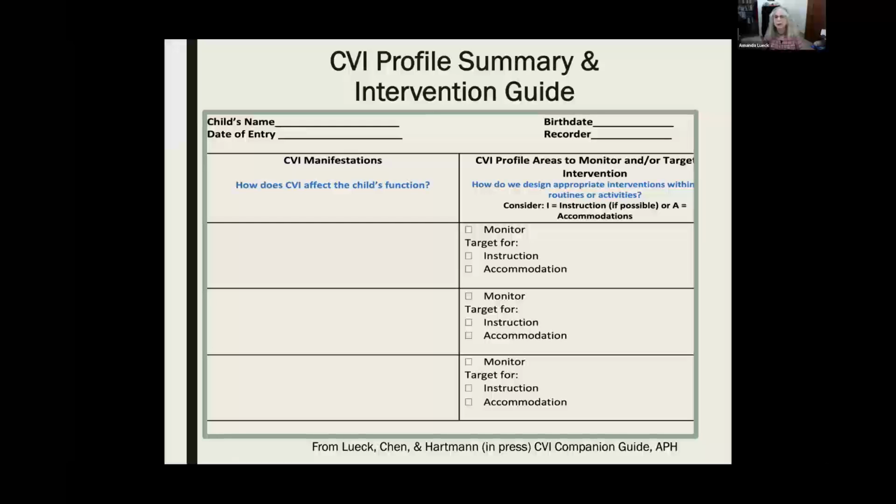Some may have a lot. And you have to determine if you want to monitor it, target it for instruction, or target it for accommodations. And we'll be talking about that in subsequent webinars.